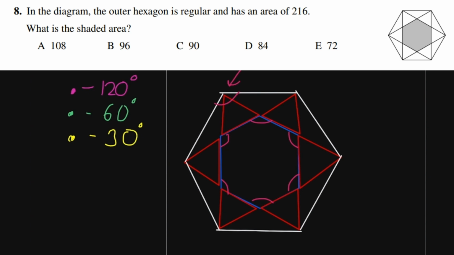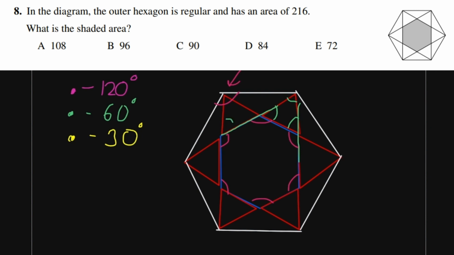Now the triangles and the edge of the hexagon make a straight line. And so 180 minus 120 is 60 degrees. And this applies for the other side of the triangle as well. So all of these triangles are equilateral.